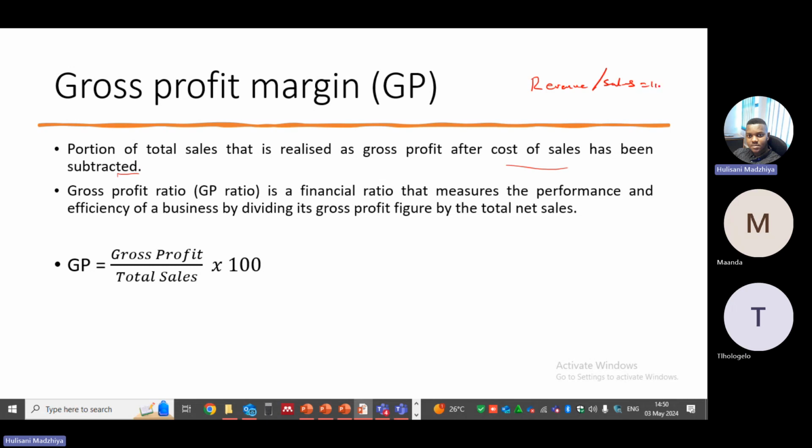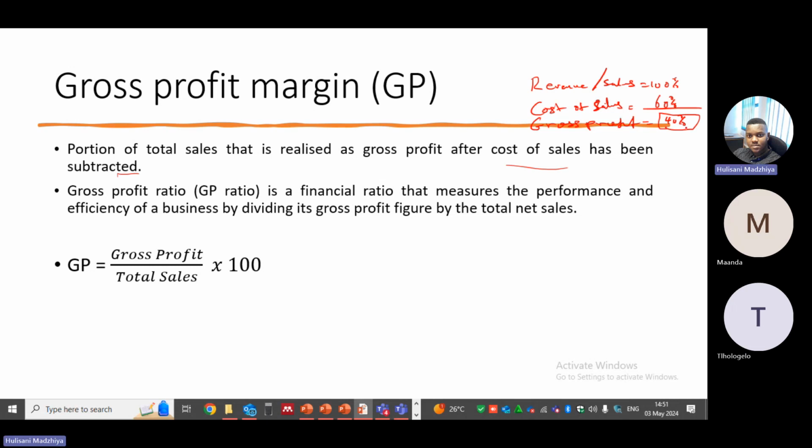sales is always 100%. Then cost of sales is a contribution expense that allows us to generate this revenue of 100%. So once it is subtracted, we will be left with gross profit, which can be 40%. So meaning that cost of sales contributed 60% in generating the revenue. Whatever remains will actually be the gross profit.